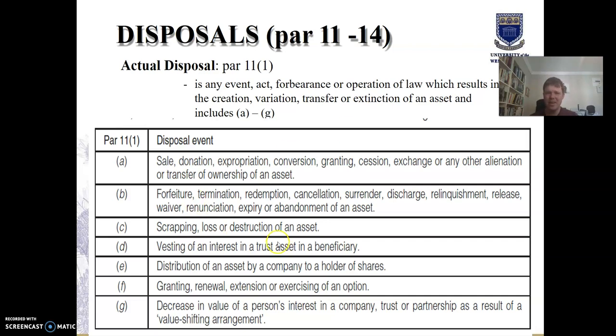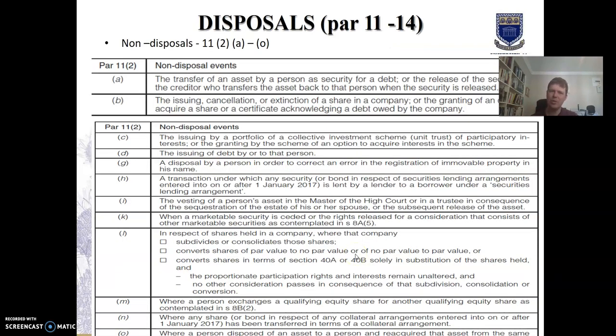Okay. Some of the easier ones: sale, donation, expropriation means it was taken, conversion, granting, cession, or exchange, forfeiture, termination, redemption. They've got every word here just in case. Scrapping or loss, so if the asset is destroyed, that counts as well. Distributing the asset to the holder of shares, so a dividend in specie, that would be a disposal. Okay.